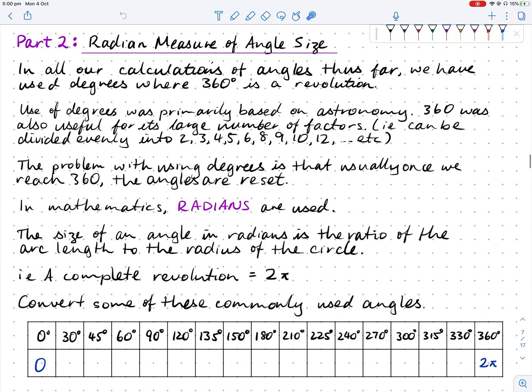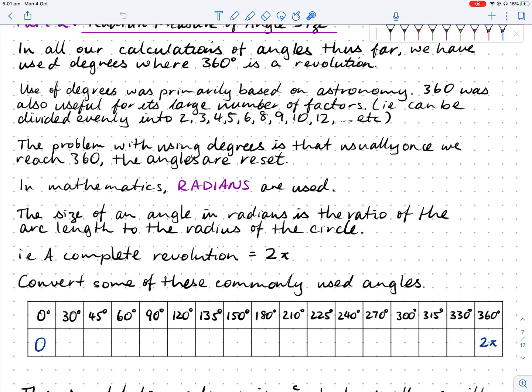So how we calculate a radian: the size of an angle in radians is the ratio of the arc length to the radius of the circle. Basically, if I have a circle, and I've got the radius, when I'm talking about the angle, it is that length over the radius. So that's how we calculate that number. It's the arc length here, divided by the radius, and that will give you the number for the angle in radians.